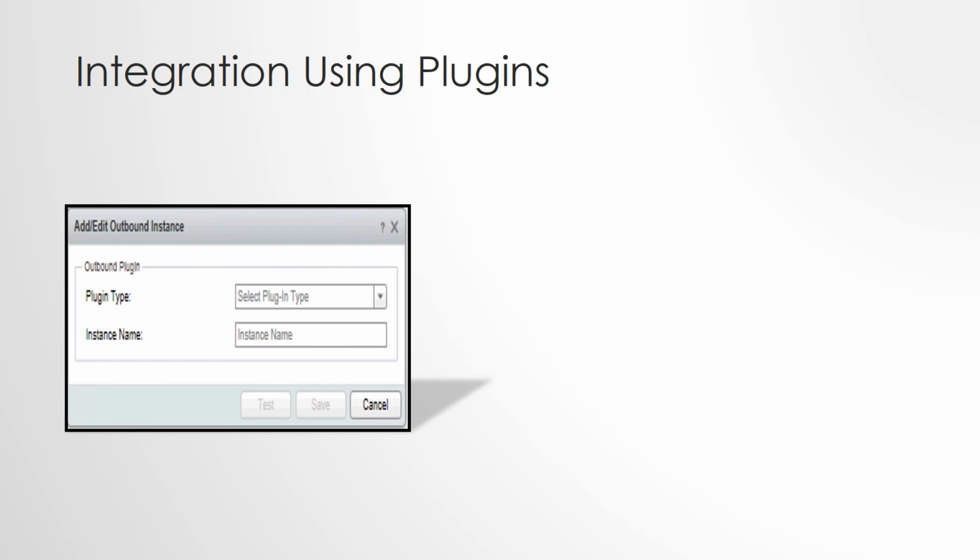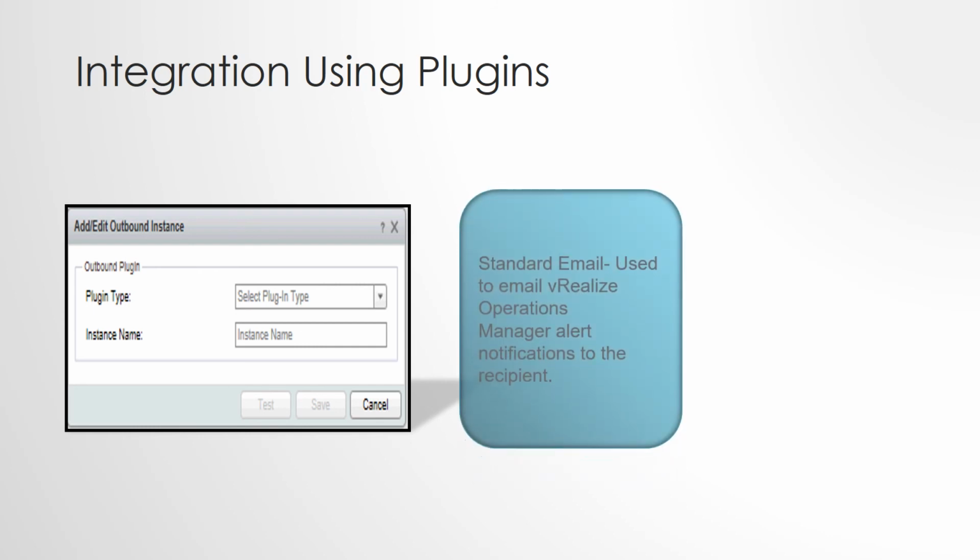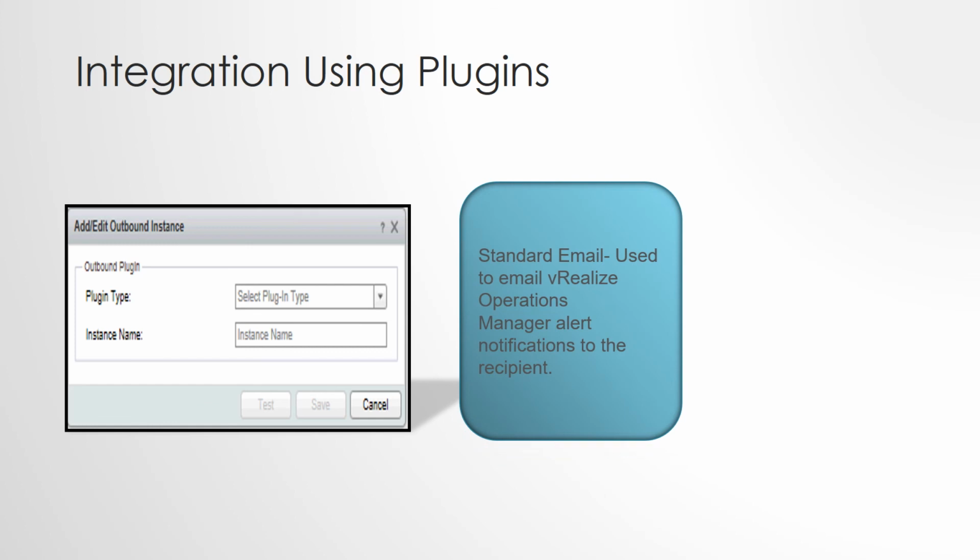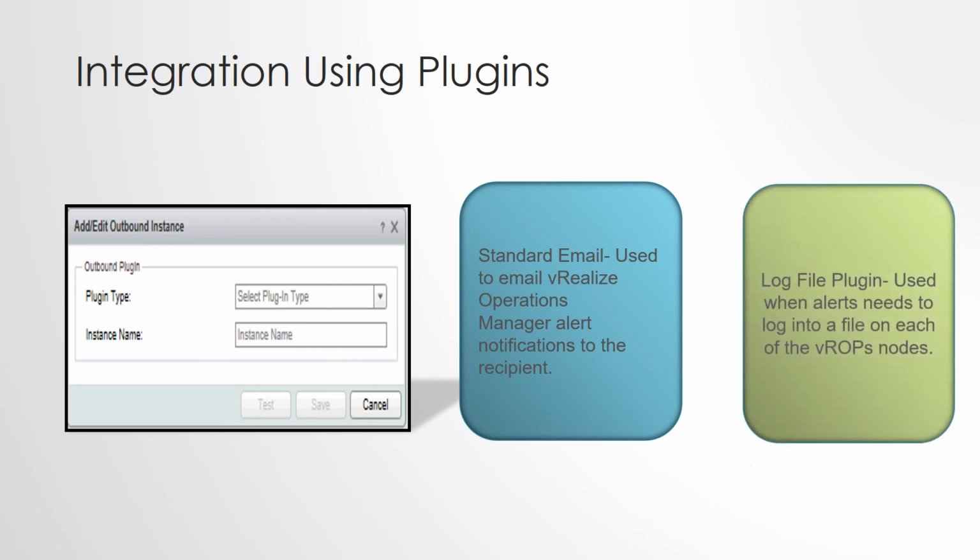The REST-based plugin and the SNMP traps are the two major types of outbound integrations. Other integrations include the standard email plugin, which is used to configure the SMTP server, which will then be used to send mails of vROPs alerts to the target mail IDs. We can also add a particular text message which we need to send along with the alert. Next, we have the log file plugin. This plugin is used to log alerts in a particular file in a vROPs node. So, as the alert generates, it will also be stored in a log file.